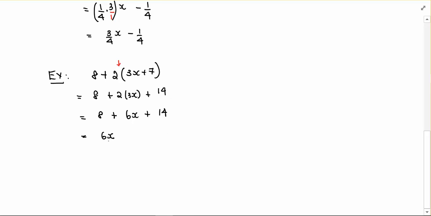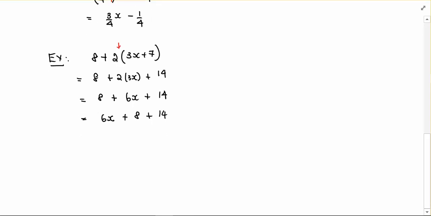However, the 8 and the 14 are like terms. So in a sense, I can switch the 8 over if we want, and what we're doing here is the commutative property, switch the x with the 6x. Commutative property, get the 8 next to the 14, and these are like terms, so we can now combine them and write that as 22, and therein is our final answer.